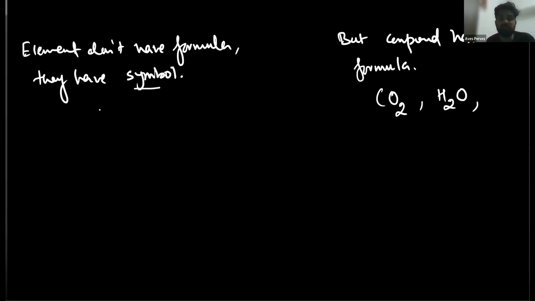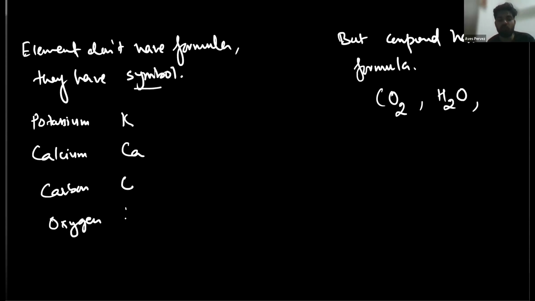Elements have symbols. For example, potassium is going to have the symbol K. Calcium is going to have the symbol Ca. Carbon is going to have the symbol C. Oxygen is going to have the symbol O. Iron is going to have the symbol Fe. So these are the symbols. But compounds have a formula, that is CO2.